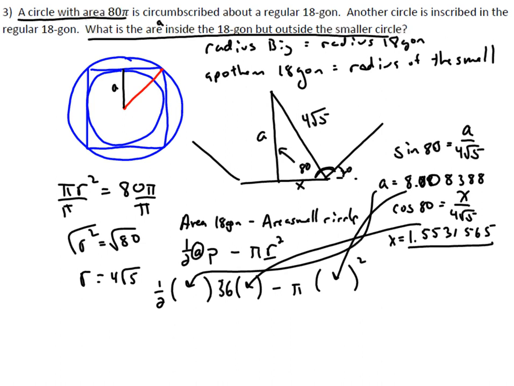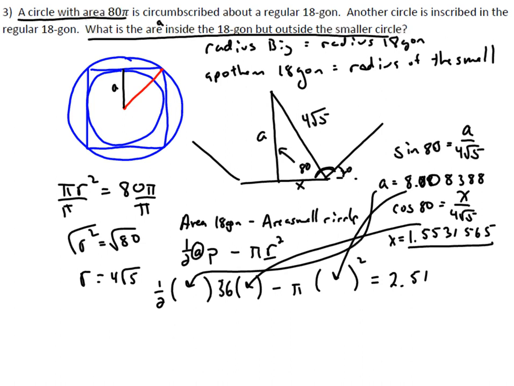After plugging those numbers in, that gives me this right here, and we'll go ahead and round to the nearest hundredth, which rounds up to 2.51. So the area inside the 18-gon but outside this smaller circle is going to be 2.51.